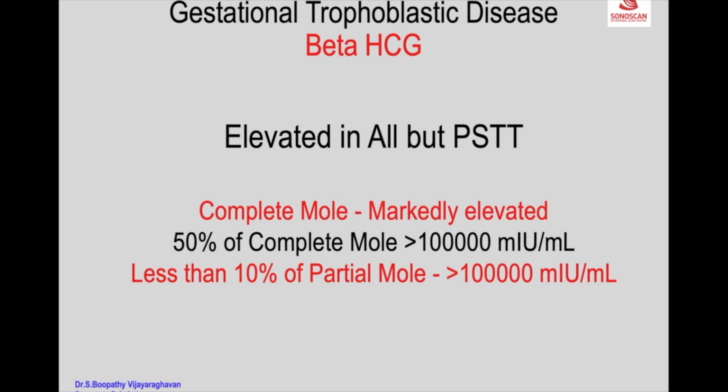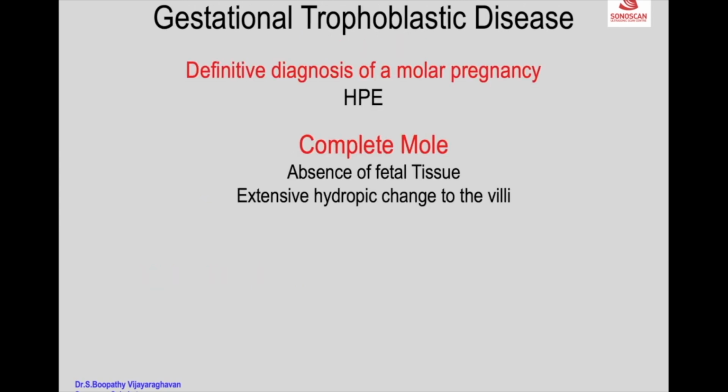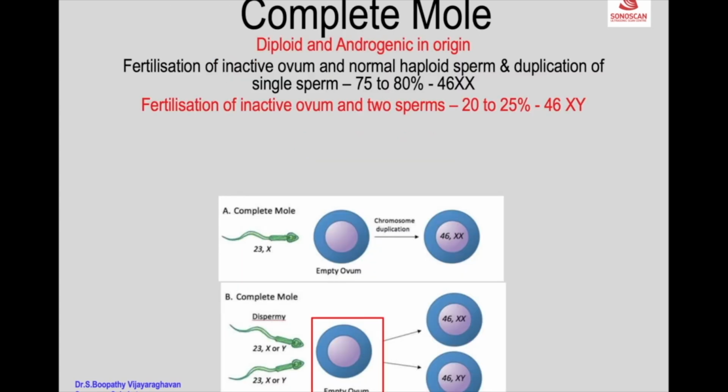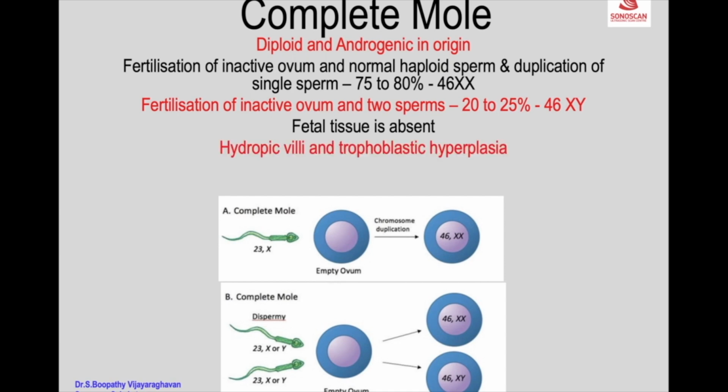Less than 10% of partial moles have tissue, extensive hydropic change of the villi, excess trophoblastic proliferation, and in partial mole, the features are presence of ovum by 2 sperms. This is the cause in 20 to 25%, and the karyotype is 46XY or 46XX. Fetal tissue is characteristically absent. The feature is hydropic villi and trophoblastic hyperplasia, and prognosis is poor because 15 to 25% will have a malignant sequelae.